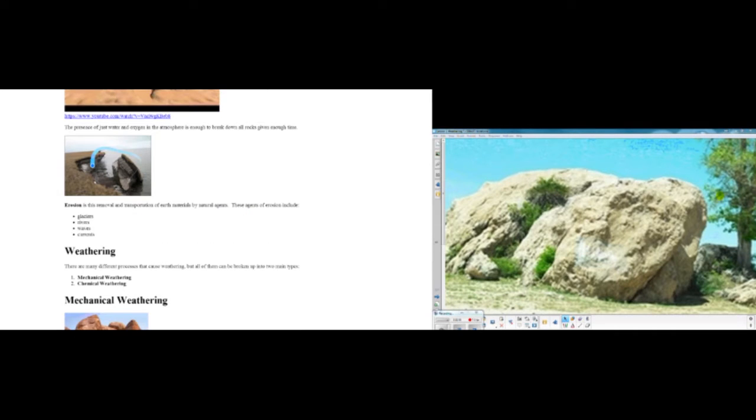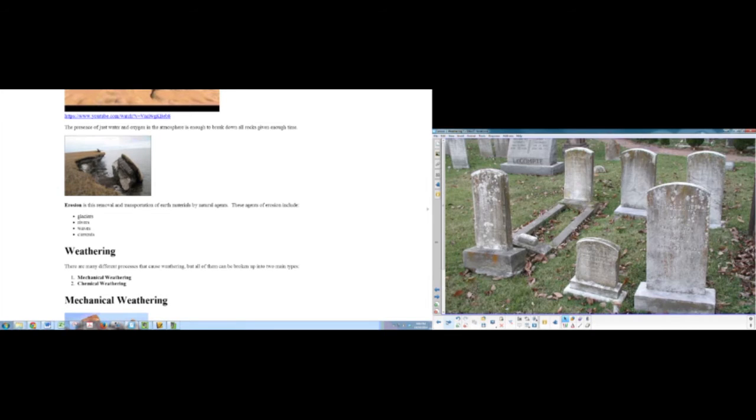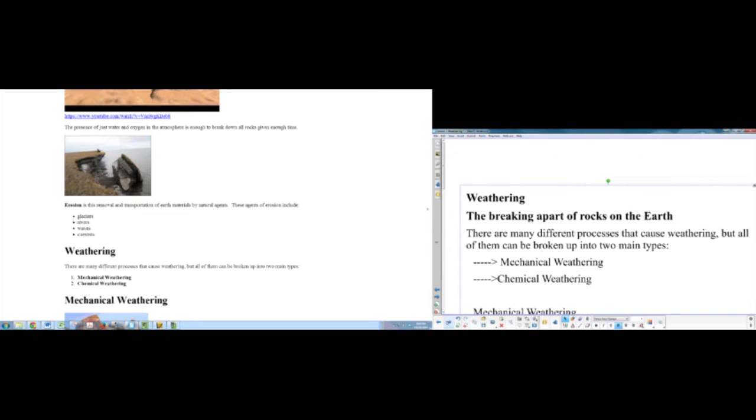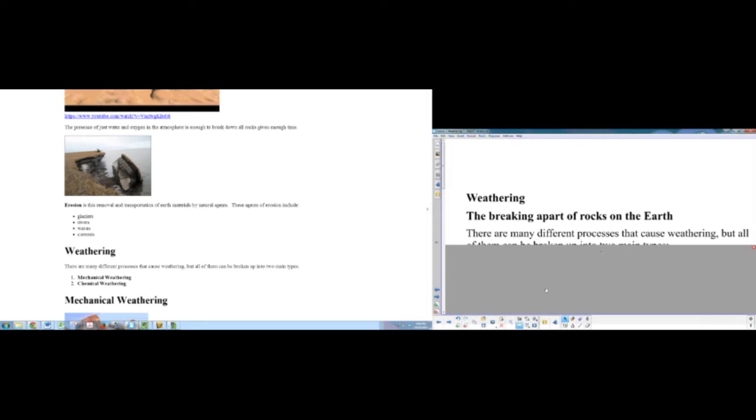Now this example here, what we have is a very large piece of coastline that has fallen into the sea. Over here, what we see is what used to be a much larger rock. Now we have plants, everything else going in. So, in your notes, what we are talking about is weathering. And weathering is the breaking apart of the rocks on the earth.